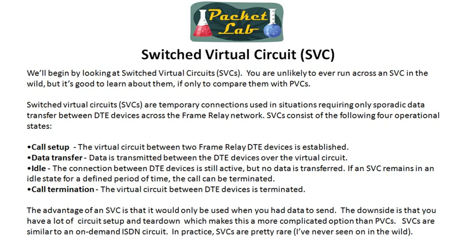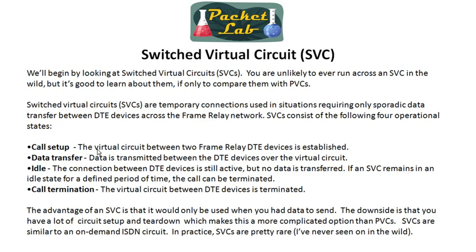Anyways, I'm digressing. SVCs are basically temporary connections used when you're only going to be sending sporadic data transfers between two routers. I'm going to stop saying DTE devices because we're talking about routers across a frame relay network. And there are 4 operational states. If you studied or used ISDN, you'll be familiar with these 4 operational states. So there's call setup, data transfer, idle, and call termination.